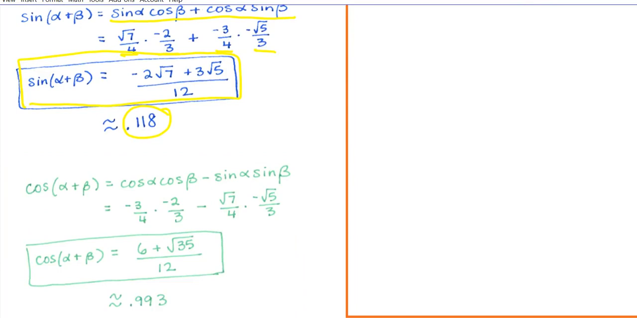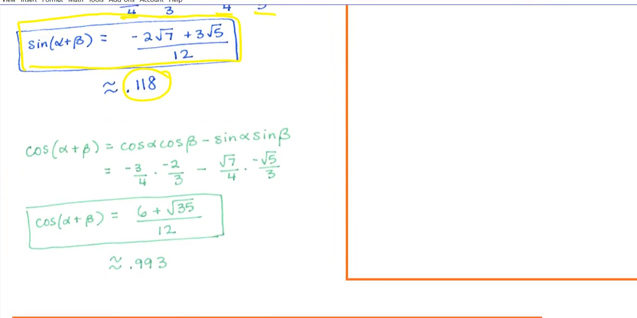Now let's see. Where did I put cosine down here? Yep, there it is. So then you look back at your cosine sum identity. The cosine of alpha plus beta is cosine alpha times cosine beta minus sine alpha times sine beta. You look at your reference triangles, find all those values, plug them in, do your fraction work, and you end up with 6 plus square root 35 over 12. Also not the most beautiful answer ever. Put that in the calculator if you wish, and you get 0.993. Now, just a word of caution, when you're putting these in the calculator, be sure to have parentheses around the whole numerator before you divide by that denominator.